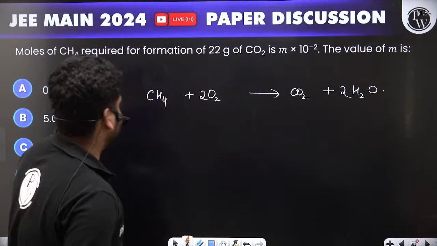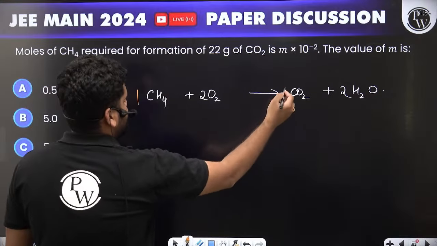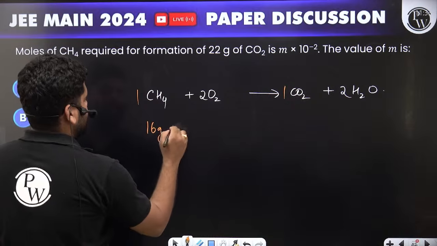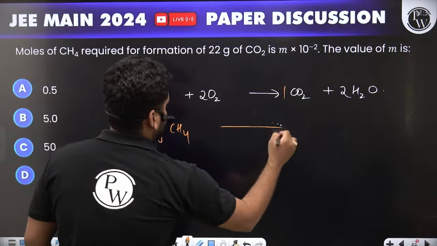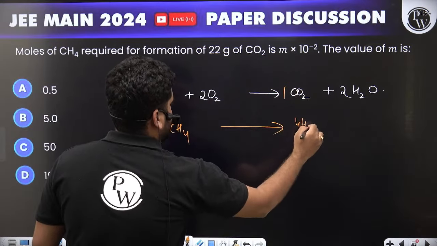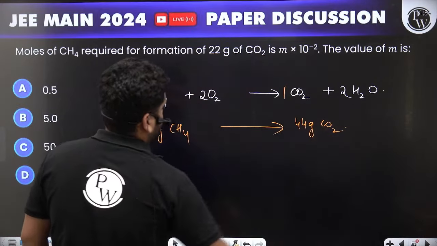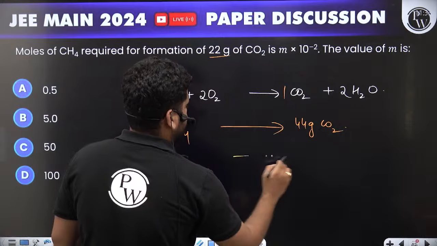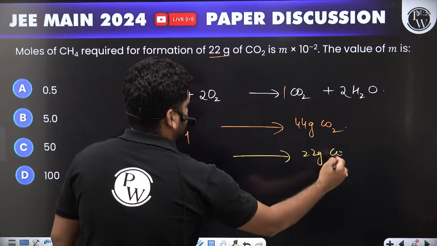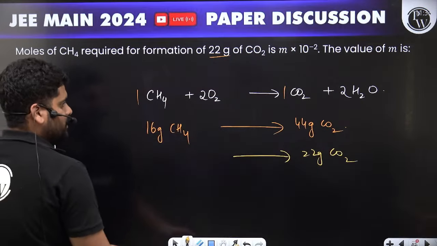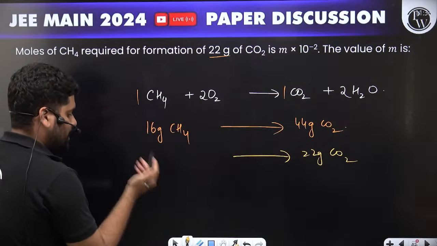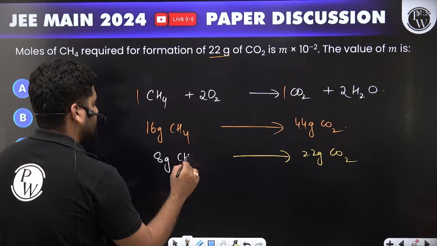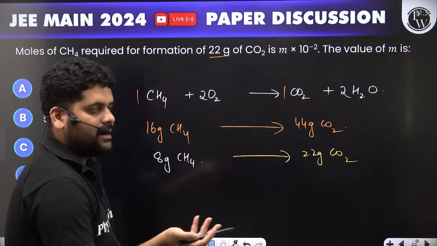Okay, right. So here we have 1 mole of methane produces 1 mole of carbon dioxide. Molar mass of methane is 16 grams. 16 grams of methane produces how many grams? Molar mass of carbon dioxide is 44 grams of CO2. In the question, we have 22 grams of CO2. If we have 22 grams of CO2 over here, this is becoming half, this will also become half. The number of grams of methane produced would be 8 grams. That's it.